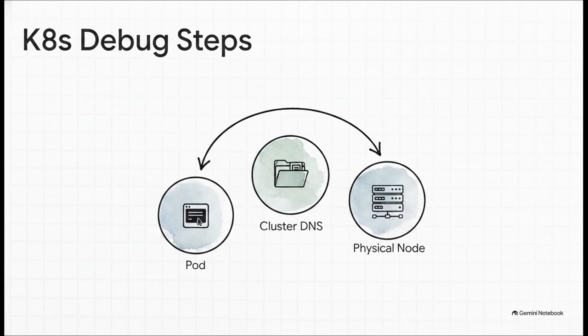Now, if the pod is configured correctly but traffic is still dropping, you move down a layer. You might fire up a netshoot container on the physical worker node itself to debug those lower-level routing tables. It's all about methodical, step-by-step isolation.